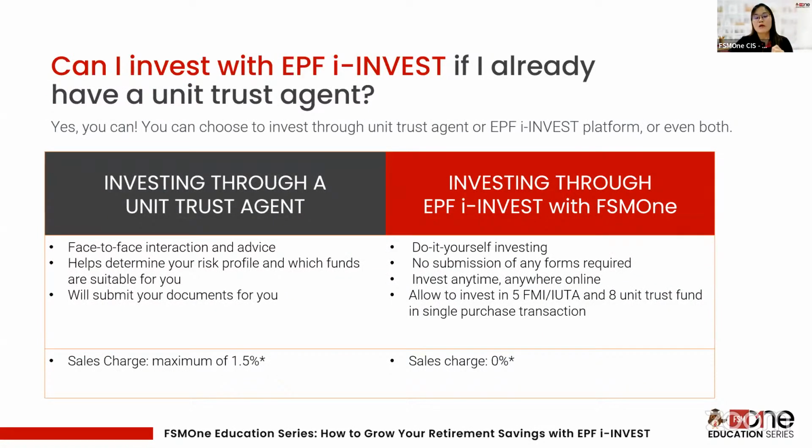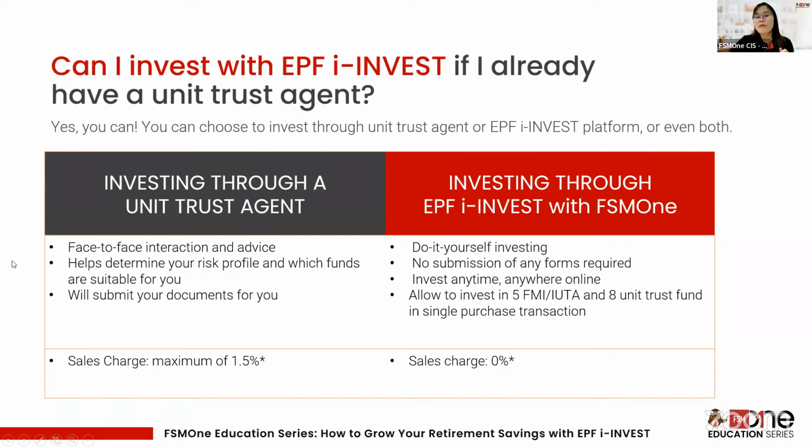For this slide, as you do your research into the funds that you would like to buy, don't forget to also consider the various ways and channels that you can invest through in unit trust. You probably know that you can invest via a unit trust agent, but there are also several other channels such as a bank or the EPF i-INVES portal that you can use as well. It is very much depending on your preference. So I will be comparing both methods, either investing through a unit trust agent or investing through EPF i-INVES with FSMOne.